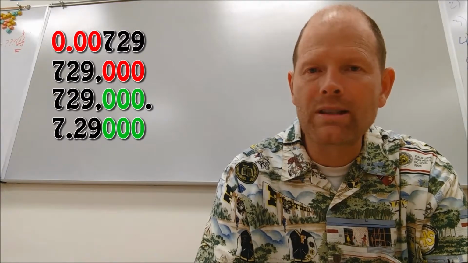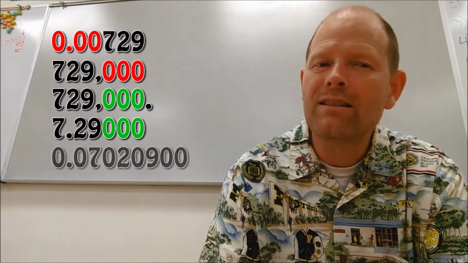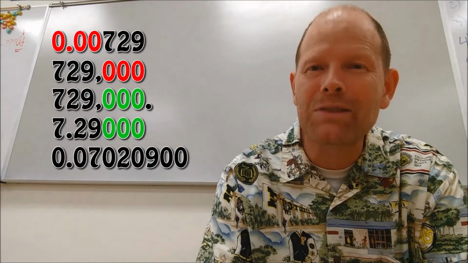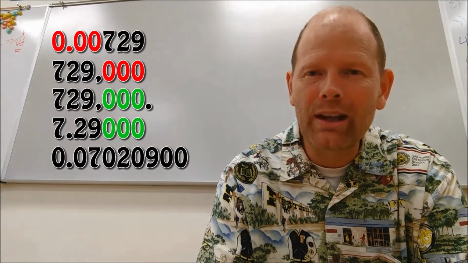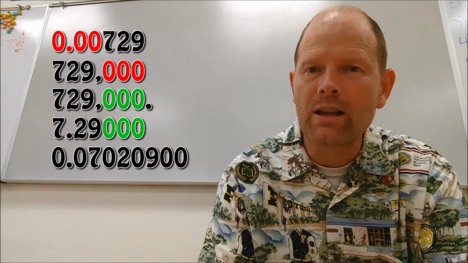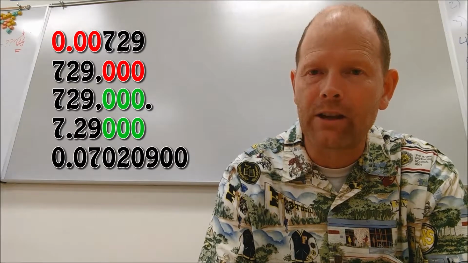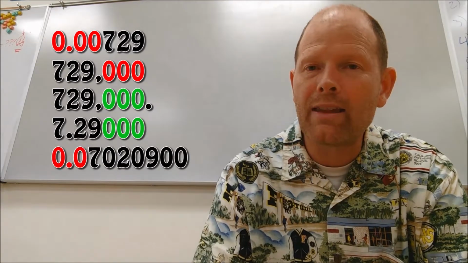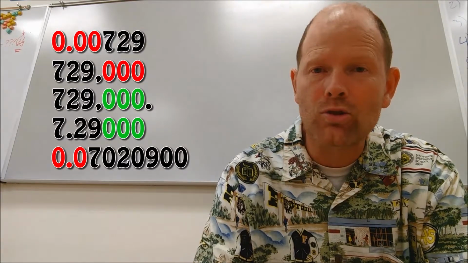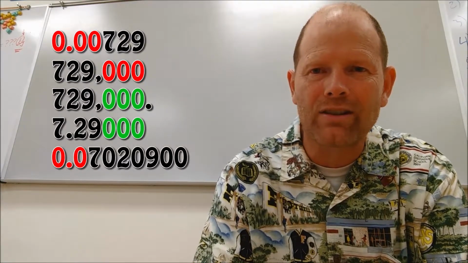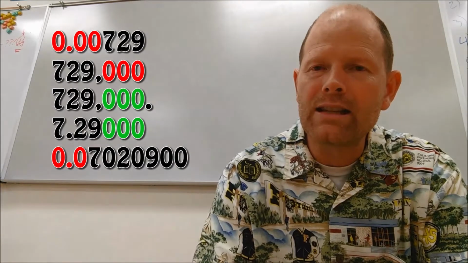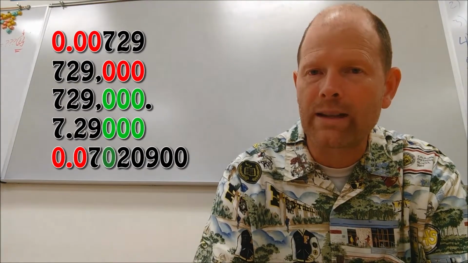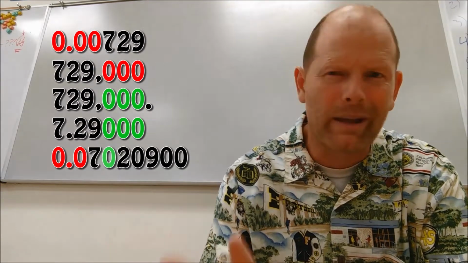Finally, we'll put a bunch of zeros in here. We got 0.07020900, and we look at this and we see the first zeros, the zeros to the left of the 7, those are to the left of the first non-zero digit, and therefore they're never significant. So those ones we can just cross out. They're not going to count as significant. Then we see the 0 in between the 7 and the 2. It's in between, so it's always significant. That one is significant. We'll make it green. Pow!